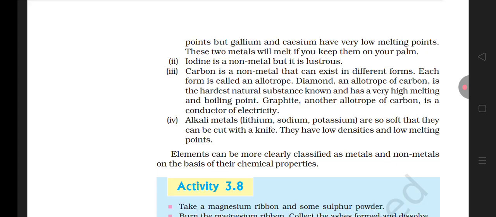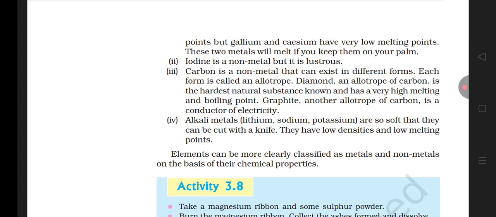Very high melting and boiling points mean that it cannot melt very easily. Generally, what we have read about non-metals is that they have very low melting points. But diamond is an exceptional case here, because diamond has a very high melting point. Now, graphite is another allotrope of carbon.